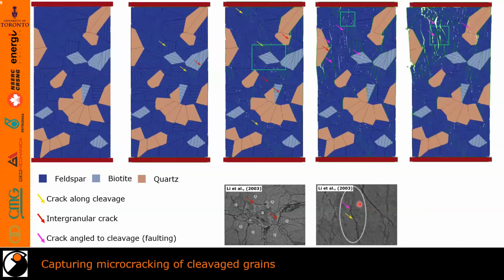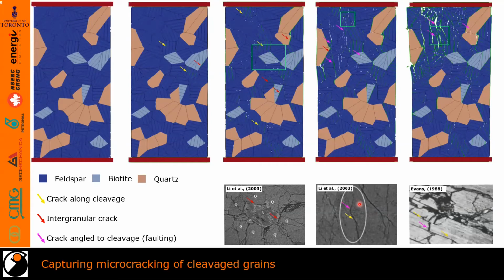In the post-peak region, more faulting occurs at high angles to the cleavage planes, as reported earlier also by Evans in the fault zone in feldspar grains. And back to our biotite grain, it now faults. This is also documented for granitic rocks by Lee, where the cracks propagating from quartz parallel to the loading fault the biotite grain with horizontal cleavage.